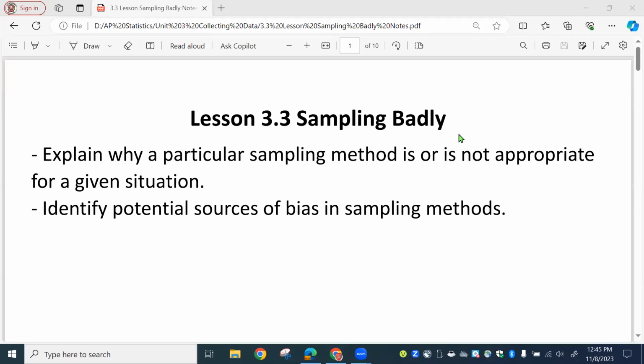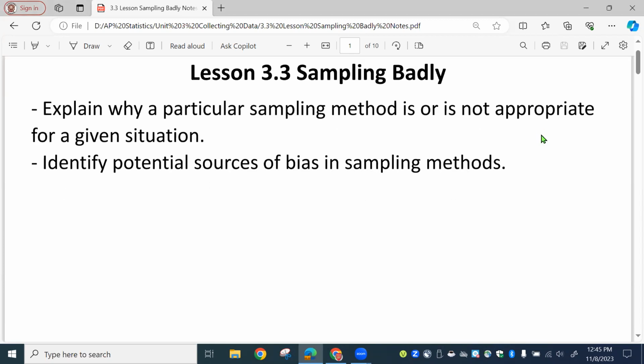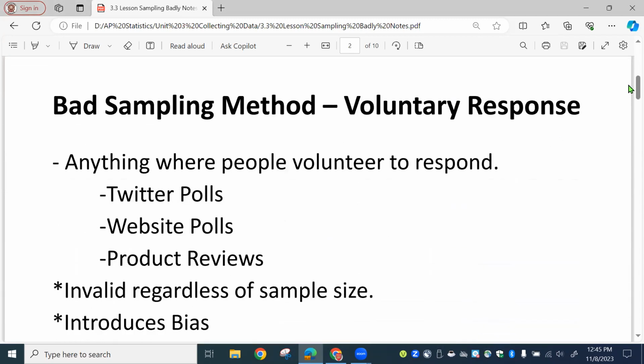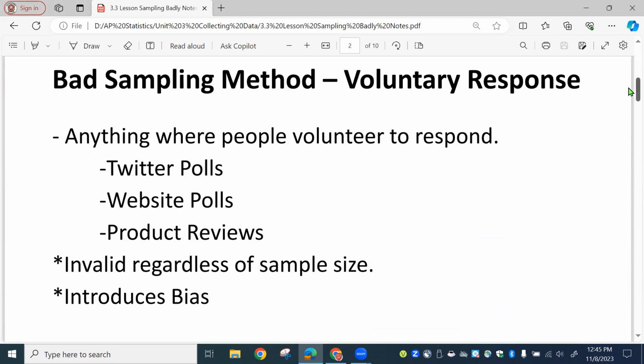Hey, all, today we're going to continue talking about sampling, but we're going to switch and talk about ways that you can sample badly and how things can go wrong. So when we talk about sampling badly, we're talking about ways to sample that will give you biased samples. It won't give you a really good representative sample.